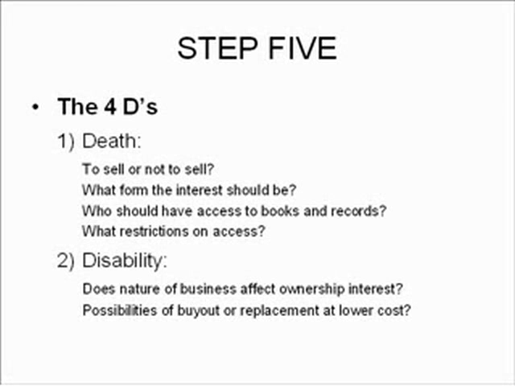The first D is death. Whether it be your spouse, your significant other, your sibling, your parents, your business partner, somebody's going to die. And when they die, what does it trigger? Does it trigger a requirement to sell? Must they sell their interest in the enterprise, or can their interest in the enterprise be passed on to the next generation of their family? That obviously is a threshold question.